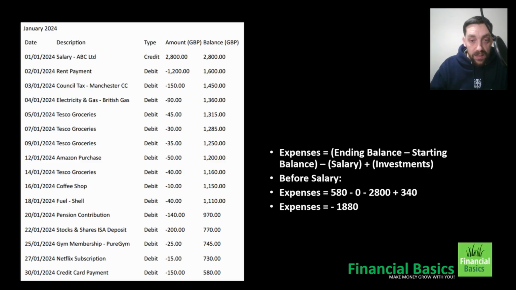Minus the salary, the 2,800, plus it back. So we're adding back the 340, which is the pension contribution and the stocks and shares ISA deposit. Those are investments, so we're adding that 340 back. When we do that, if you work that out, you end up with negative 1,880. And if you add up every single expense on this bank statement, you will actually see that those numbers match.